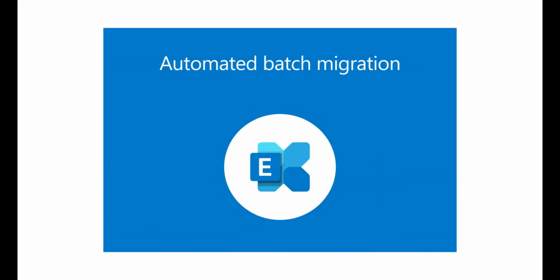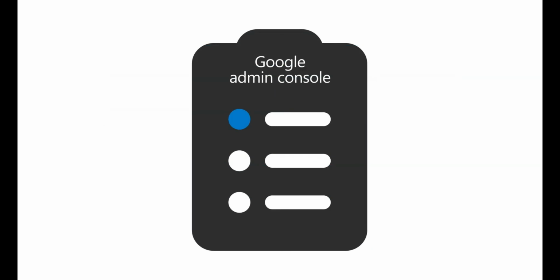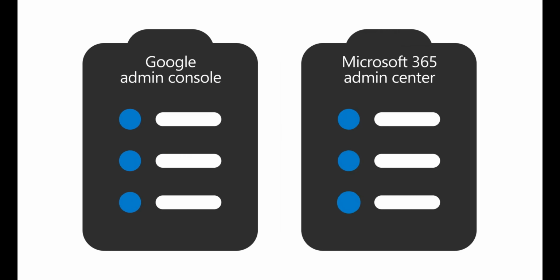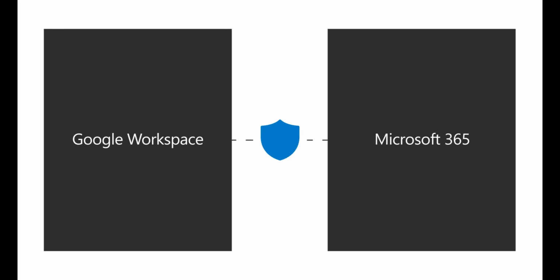You can migrate your users' mailboxes, calendars, and contacts from Google Workspace to Microsoft 365 for Business. This can be done through an automated batch migration in the Exchange Admin Center. Before you start your migration, you must complete several tasks in the Google Admin Console and the Microsoft 365 Admin Center so that data can be moved securely without loss.